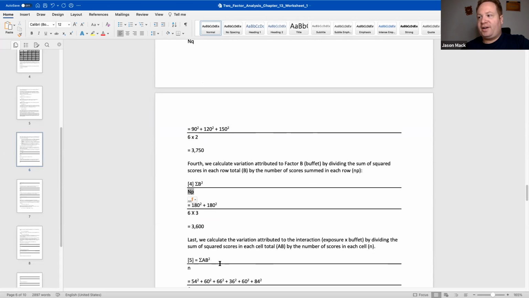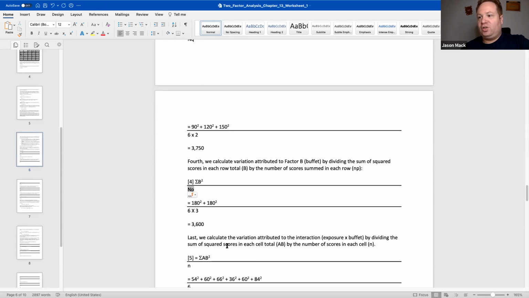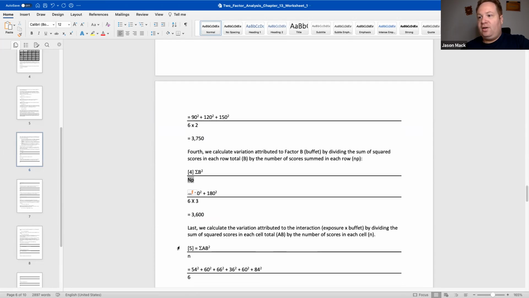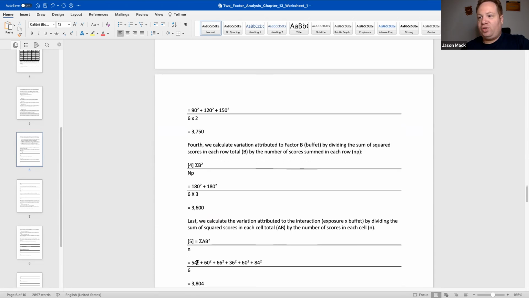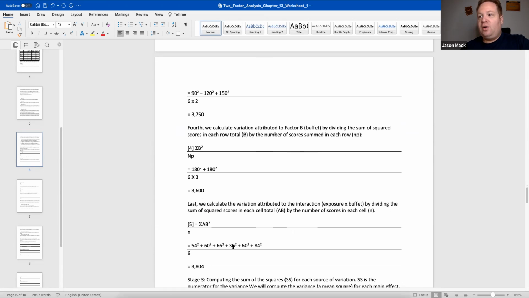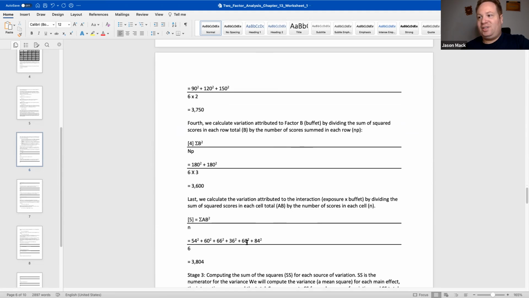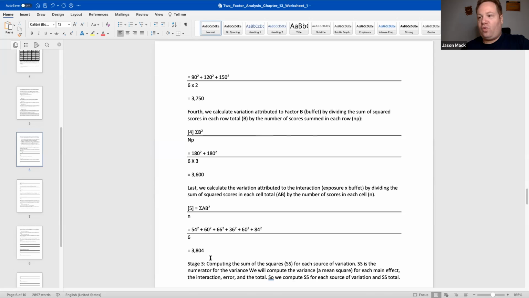Last, we calculate the variation attributed to the interaction, exposure times buffet, by dividing the sum of the squared scores in each cell total by the number of scores in each cell, n. So this is what our formula looks like. Then we break that down. That's 54 squared plus 60 squared plus 66 squared plus 36 squared plus 60 squared plus 84 squared divided by 6, which is equal to 3,804.